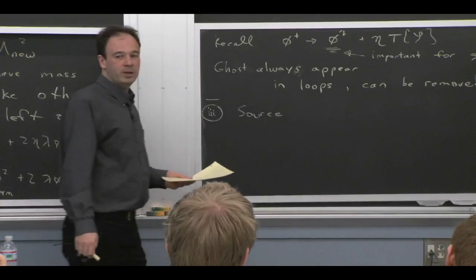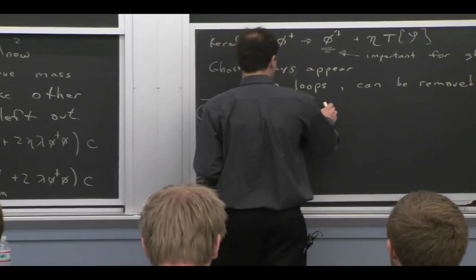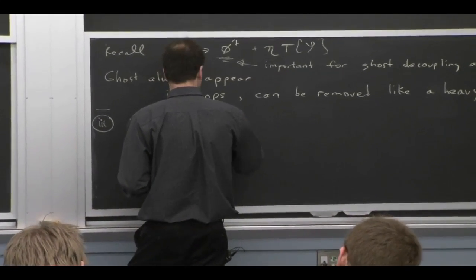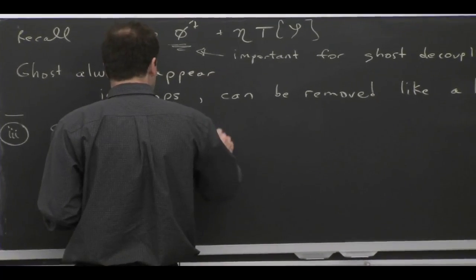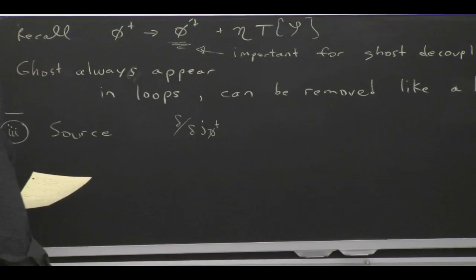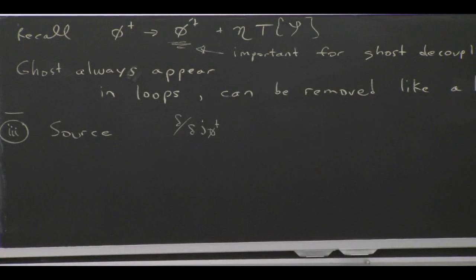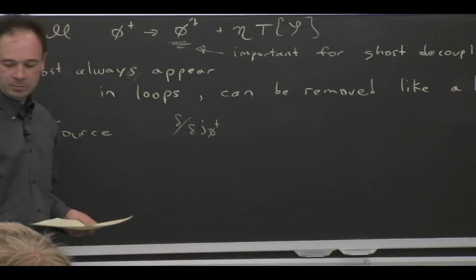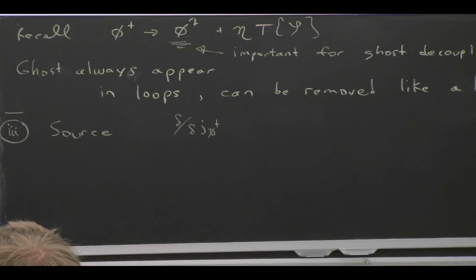So then the final thing we have to worry about is the source. There was this term with j phi dagger, an extra term with j phi dagger that we had last time. I'll remind you what it looked like.